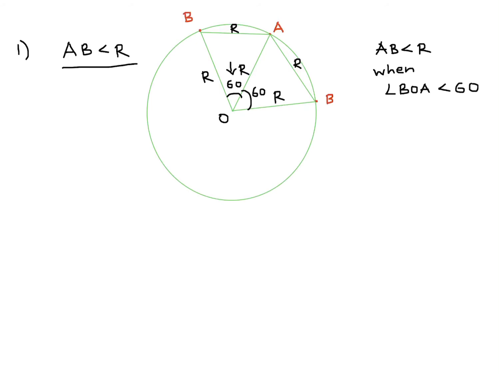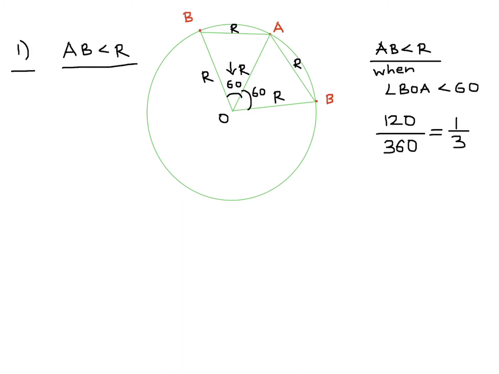So from here to here, which is 120 degrees, is basically our range for the criteria to make AB less than R. So 120 over the full, complete 360 degrees is our probability of making AB less than R. So 1/3 takes care of this scenario right there.